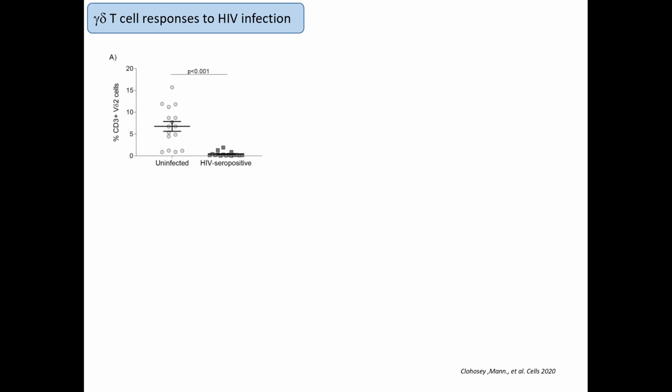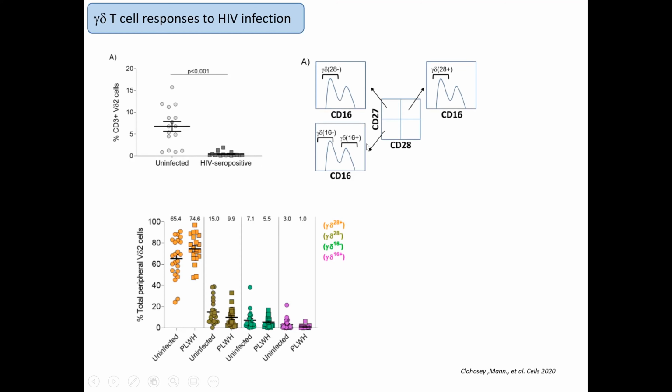We looked at responses in ART-suppressed HIV-infected individuals for more than, I think it was 1 year. In the end, it was a little more. So we confirmed the profound depletion in HIV seropositive individuals compared with uninfected. And then using a very complex phenotyping that was previously published by our collaborators in the UK, using CD27, CD28, and CD16, we were able to define 4 different populations, which you can see here: gamma delta 28 plus, minus, 16 minus, 16 plus. And these phenotypes were correlated to the function of these cells.